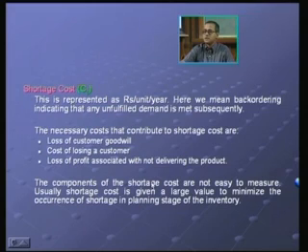Now the components of the shortage costs are very difficult to measure. They are not as easy to measure as the other costs. Usually shortage cost is given a very large value. We normally assume a large value for shortage cost to minimize the occurrence of shortage in the planning stage of the inventory. Among these three, loss of profit associated with not delivering the product is easily measurable, while loss of customer goodwill or the cost of losing a customer cannot be measured that easily. So CS is usually not a measured quantity, but it is a quantity assumed to be very large so that shortages are minimized during the planning stage.